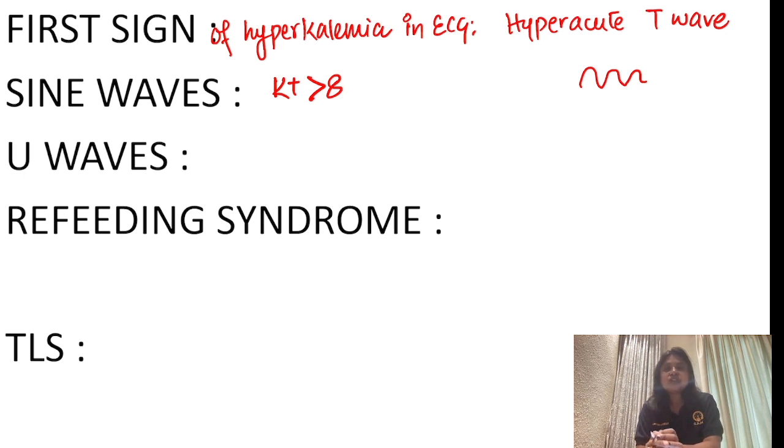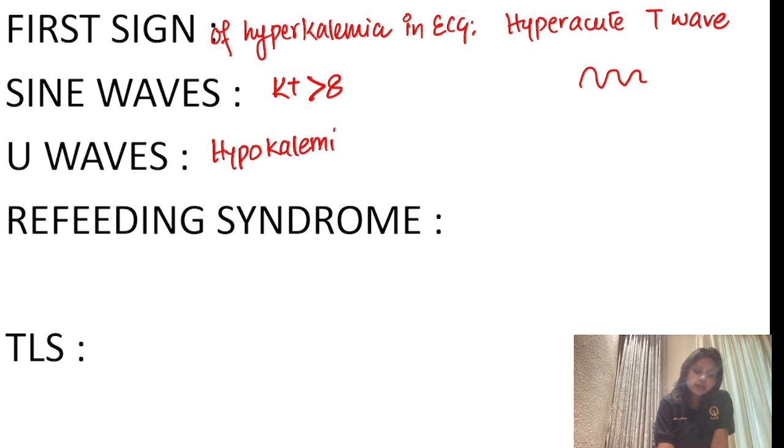For stabilization of the cardiac membrane, we give calcium gluconate, and sine waves are found when the serum potassium value is more than 8. U waves are found in hypokalemia. So prominent U waves are found in hypokalemia. So we need to do two syndromes associated with potassium. One is the refeeding syndrome and the other is the tumor lysis syndrome. So first we are going to do the refeeding syndrome.